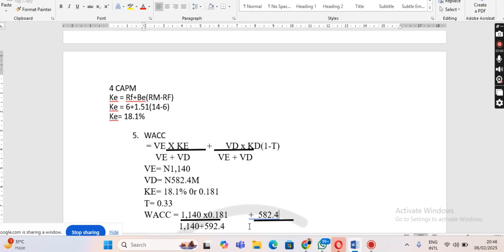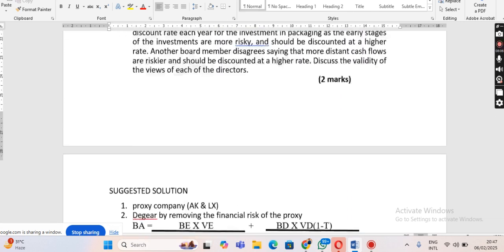Now, you need to ask yourself, is the cost of debt of the main company pre-tax or post-tax? Pre-tax means that they've not taken tax into consideration. So we'll go back to our question now, so that we can quickly check if the cost of debt is pre-tax or post-tax.